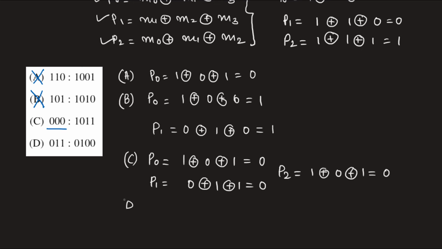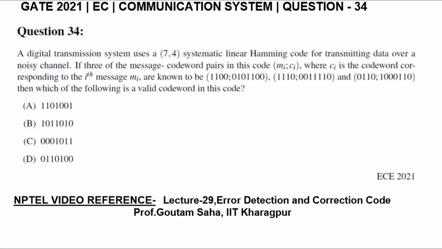Now we move on to option D. So P0 must be 0 XOR with 1 XOR with 0 which should be 1, which does not match with the given option. So option D is also incorrect. Hence option C is the correct answer to this question. So the correct answer is option C, which is a valid code word in the given code.